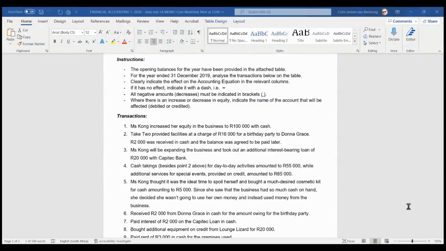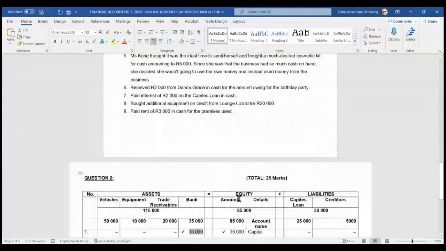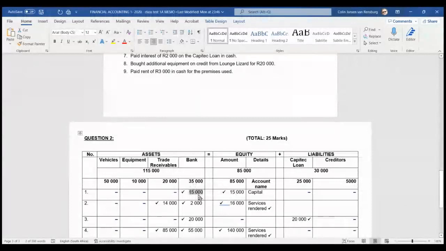Matomi, I'm a little confused. If it was, we take it as it is. Yes, if they had said in that specific transaction, transaction number 1, that she is increasing it with 100,000, or they might have said increasing it by 100,000 rands, then you would have indicated 100,000, because that would then mean that it is the amount that she put in, right? So that 15,000 would then have been 100,000, right? I hope that makes sense.